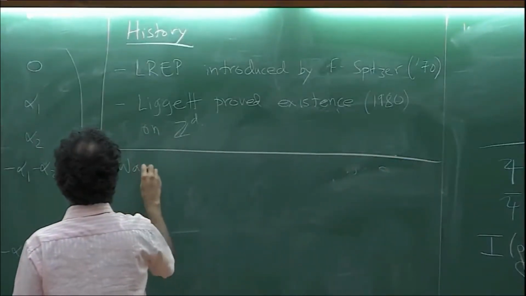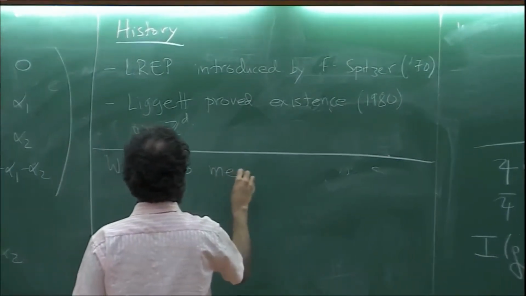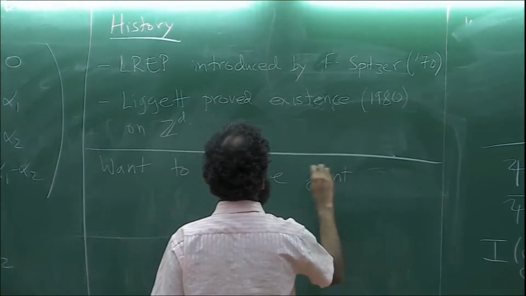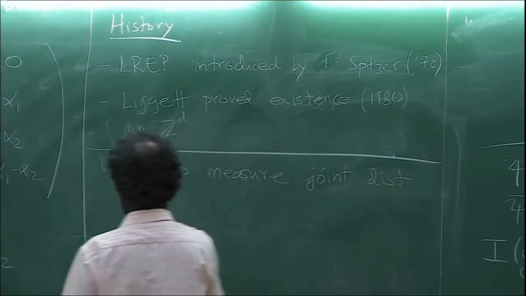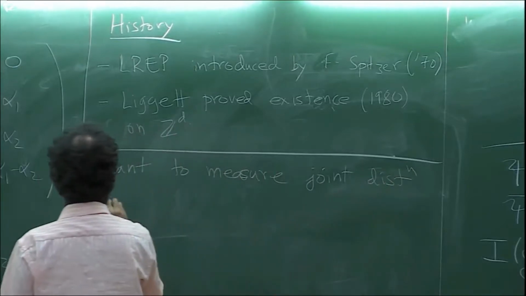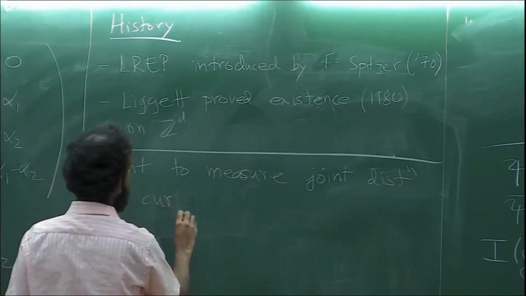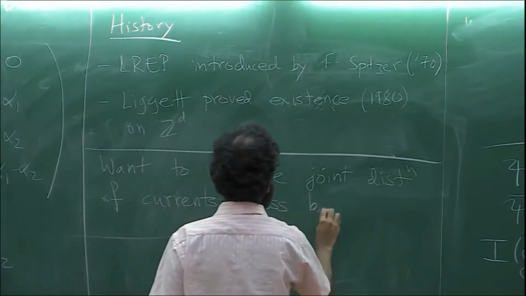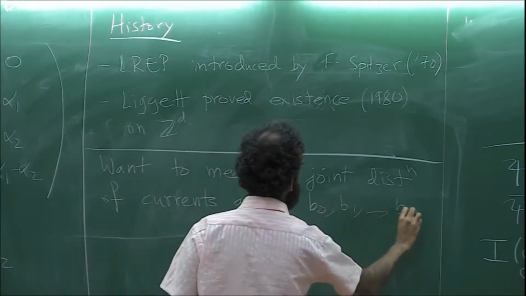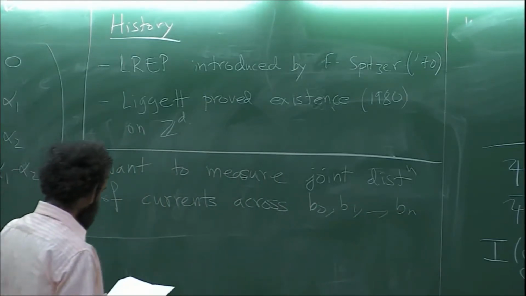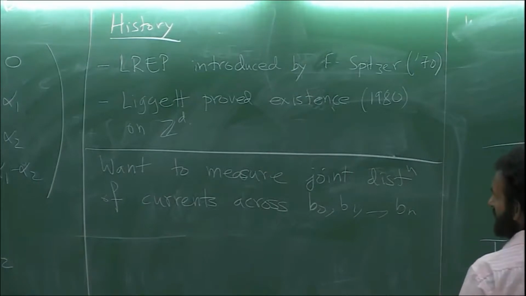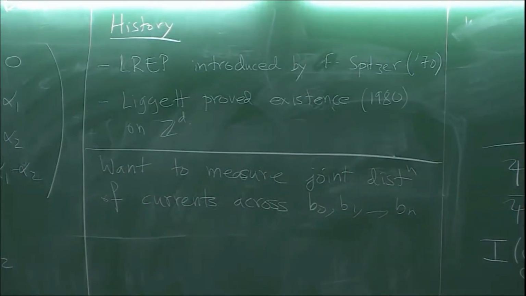I want to measure the joint distribution of currents across B0, B1, and so on up to Bn simultaneously, yes? And the way to do this, I wanted to keep this formula because Stefano very nicely, I'm going to use this formula in a second, but okay.